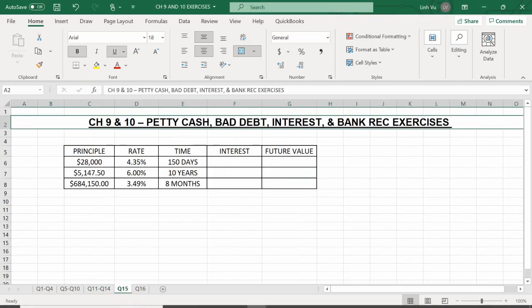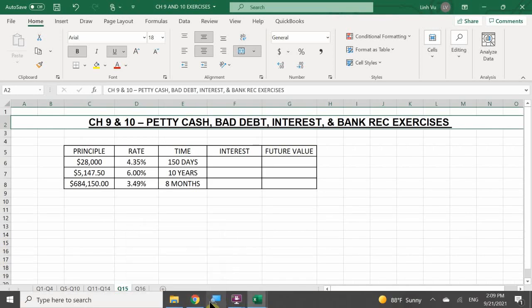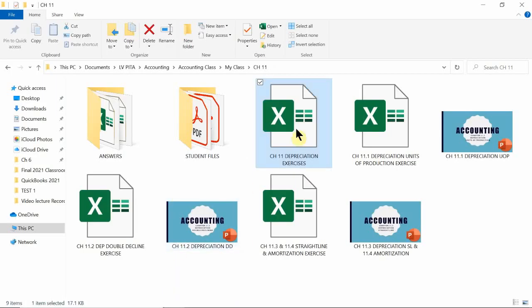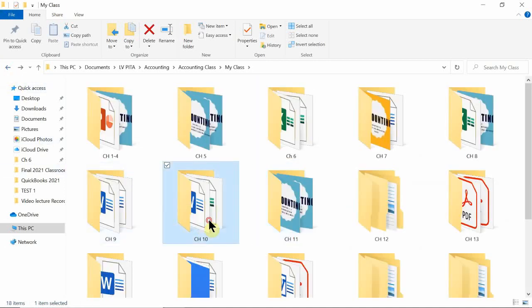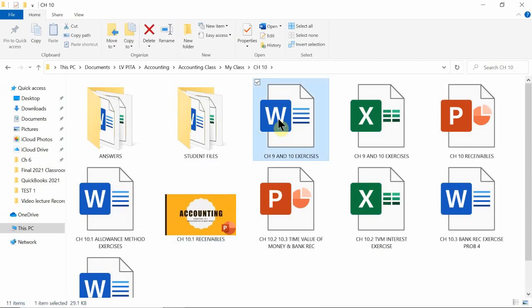Okay. So question 15 here, we have a set of information here. In this case, I believe this one is going to be an example of a simple interest, if I'm not mistaken. Or in this case, let's take a look at the actual question here. Okay, so let me see. This is chapter 9 and 10. Question here.